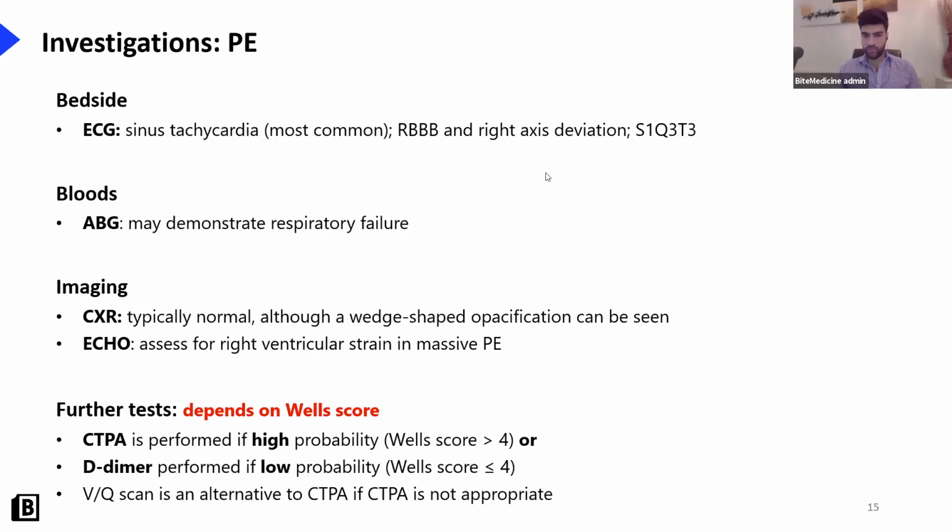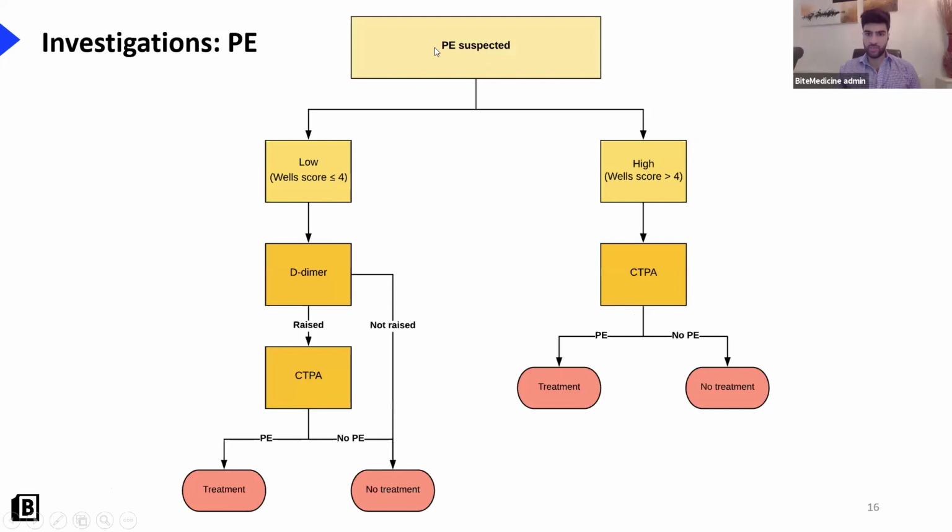So this is just a simple flow chart to understand it. If you suspect a PE, the first thing you're going to do is calculate the Wells score. So if they have a high probability, you then move on to doing a CT-PA straight away. And if that confirms a PE, that's great, you treat it. If it doesn't show a PE, that's fine, then you don't need to treat them for a PE.